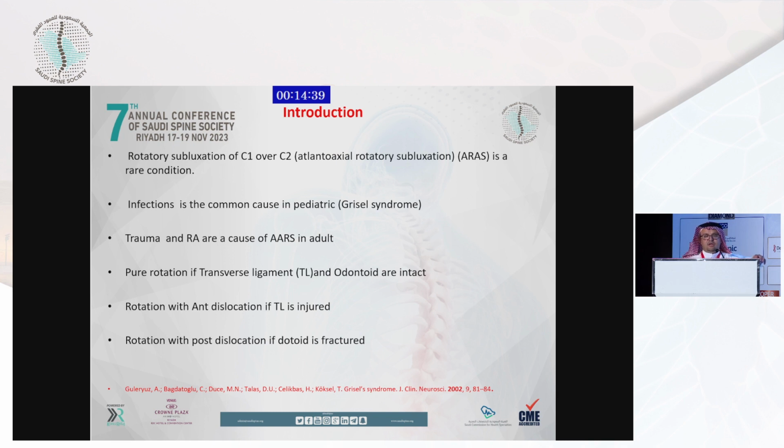Introduction: rotatory subluxation of C1 over C2 is a rare condition, especially in adults and the traumatic type. Infection is the most common cause in pediatrics, while in adults, trauma and rheumatoid arthritis are the common causes. Rotatory subluxation could be pure rotation if the transverse ligament and odontoid are intact, or it could be associated with anterior or posterior subluxation.